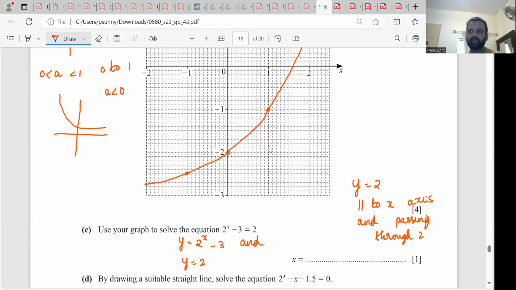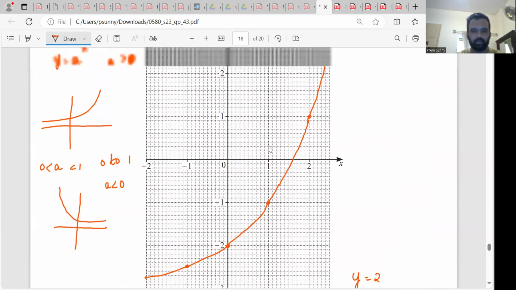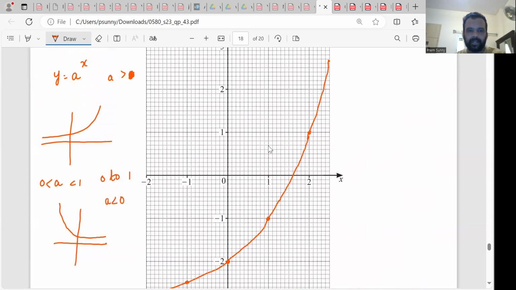So y is equals to something means it is always parallel to x-axis. x is equals to something means it is always parallel to y-axis. So here it is y is equals to something, that means it is parallel to x-axis and it passes through 2. So this is the line for y is equals to 2, and this is the graph for y is equals to 2 to the power of x minus 3.